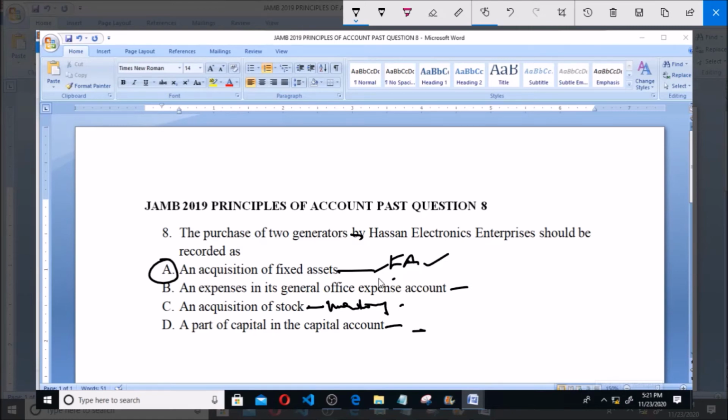This question is looking at the accounting principles, with respect to the debits, the double entry principles.